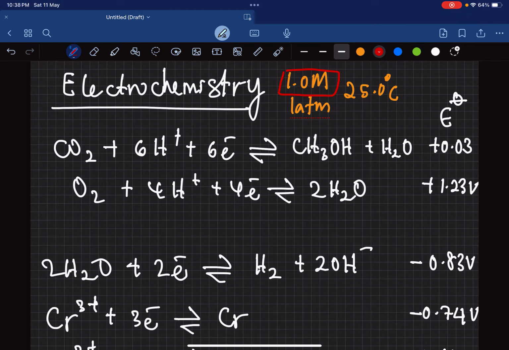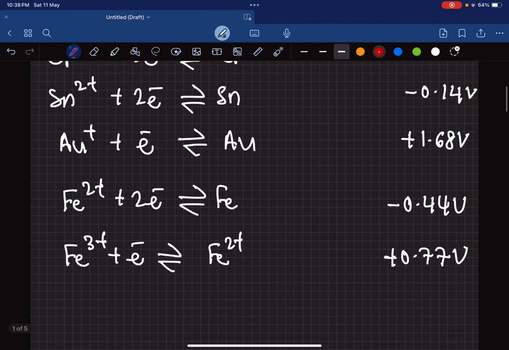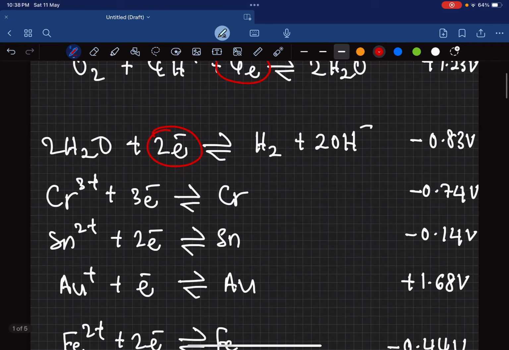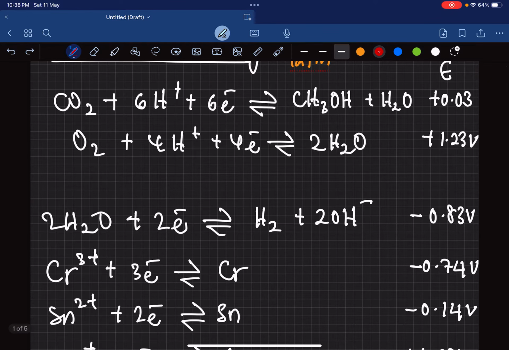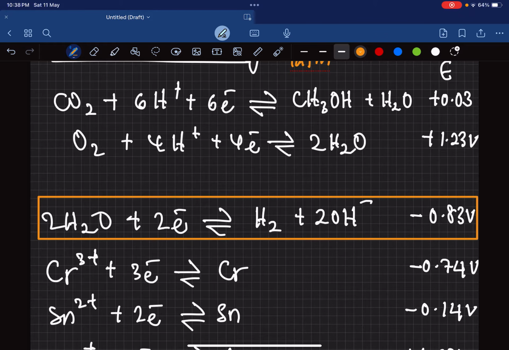Okay, here we go. In the SRP table, all of your equations are written in the reduction fashion. You see electrons here before the arrow, okay, before the arrow. So it means that it is reduction. That's why you call it the SRP table. As far as you are concerned, when you do electrolysis, this equation is very important for the reaction at the cathode.